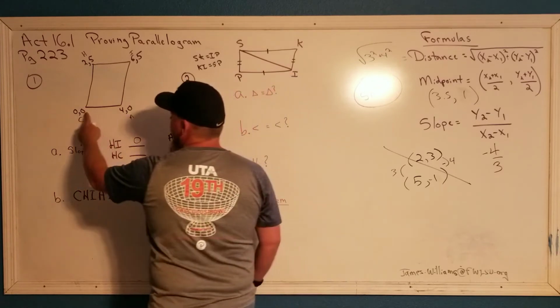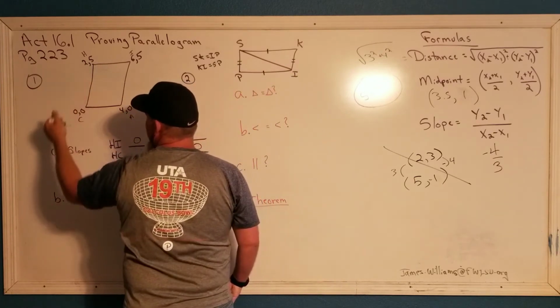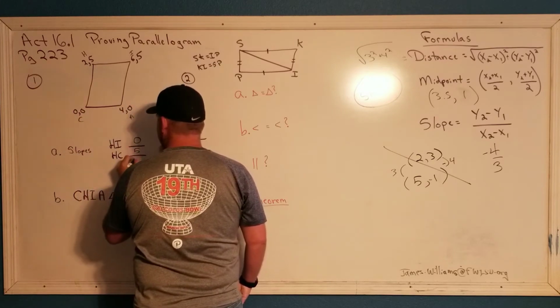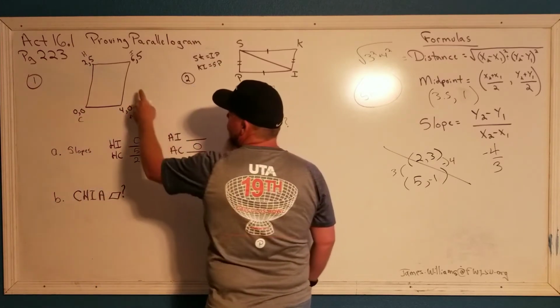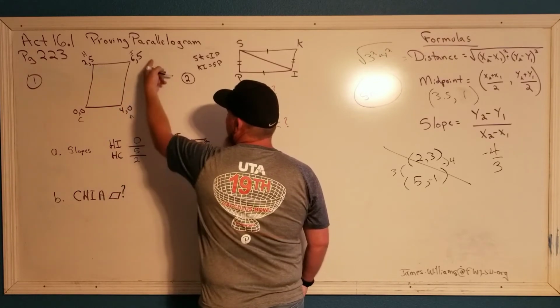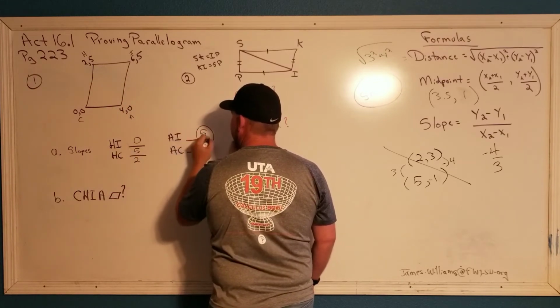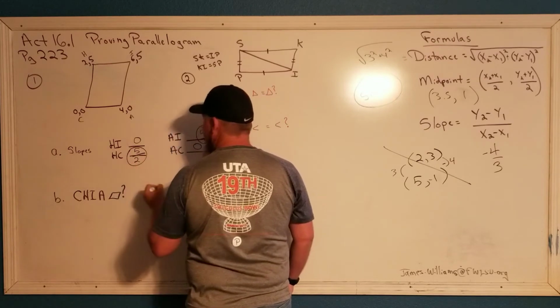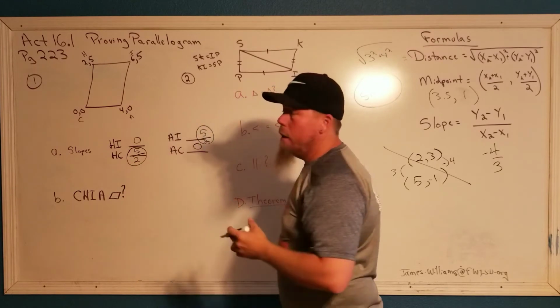So AI and HC, what about the slopes there? Well, the change in y here is 5, the change in x is 2, so therefore my slope is 5 over 2. Well, if I go over here, from 4 to 6 is a change in 2, and from 0 to 5 is a change in 5. So notice I get 5 halves here, I get 5 halves here. So the opposite sides are parallel.